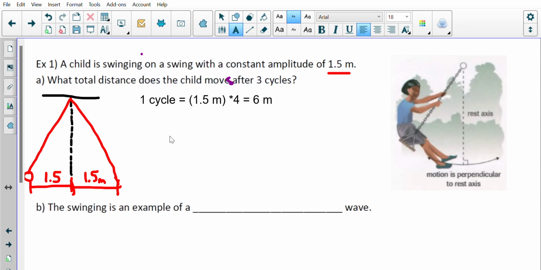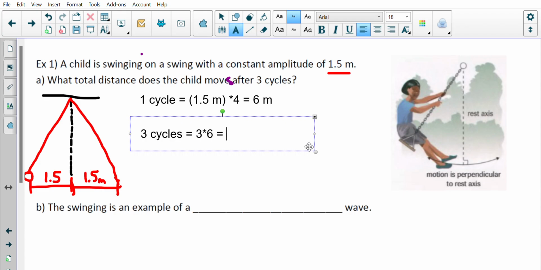And so if we want to know how far the kid's going to travel in 3 cycles, well, we're going to take that number and multiply it by 3. So we get 3 times 6. Last time I looked, that equals 18 meters.